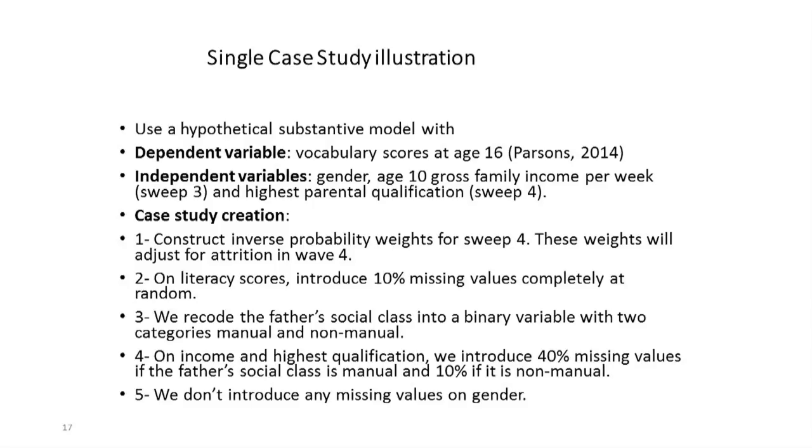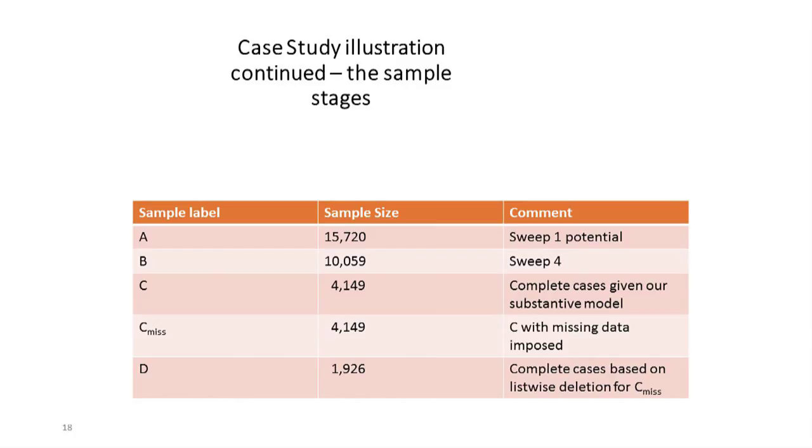We're going to induce 10% missing completely at random on the outcome, and then condition on social class, so that 40% of the respondents are missing on income and their highest education qualification if the respondent had a father who was in the manual social class, and 10% if not. And then we don't knock out anybody's gender in this analysis. So that's how we construct our case study.